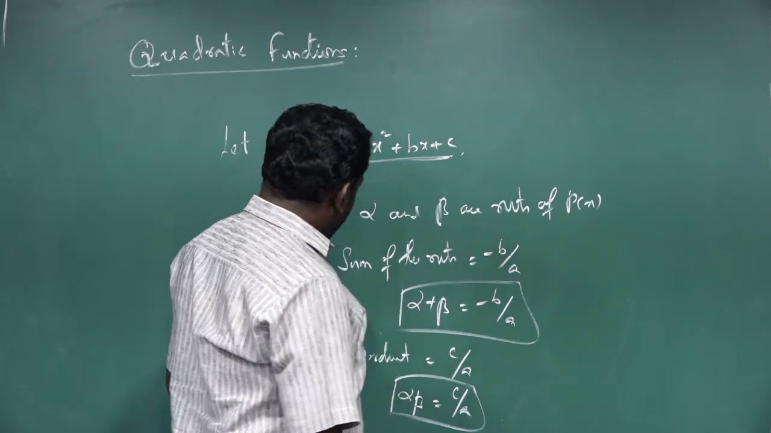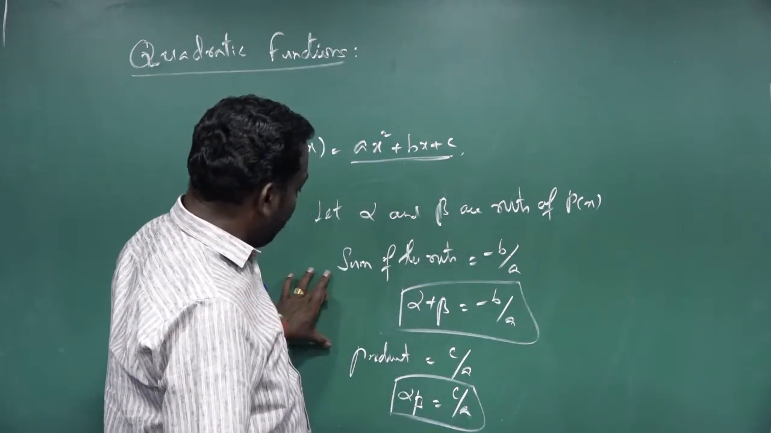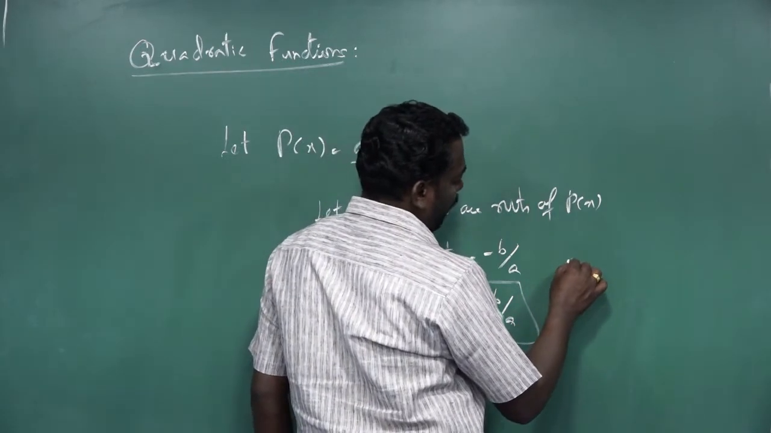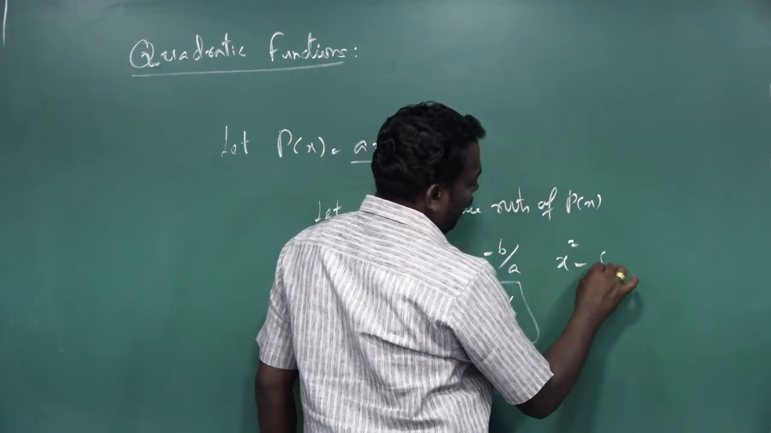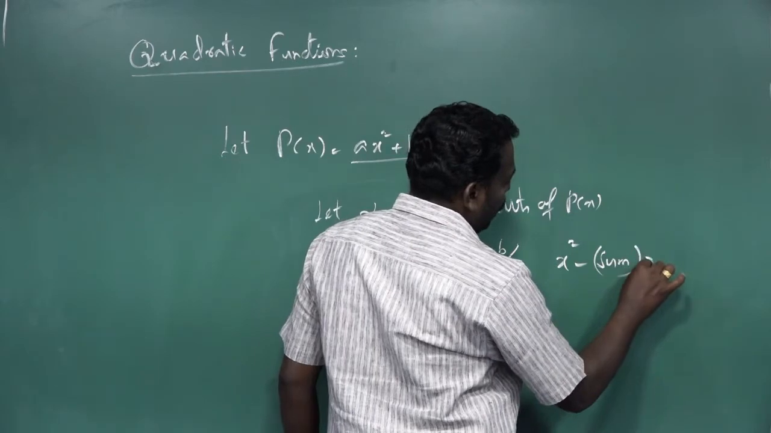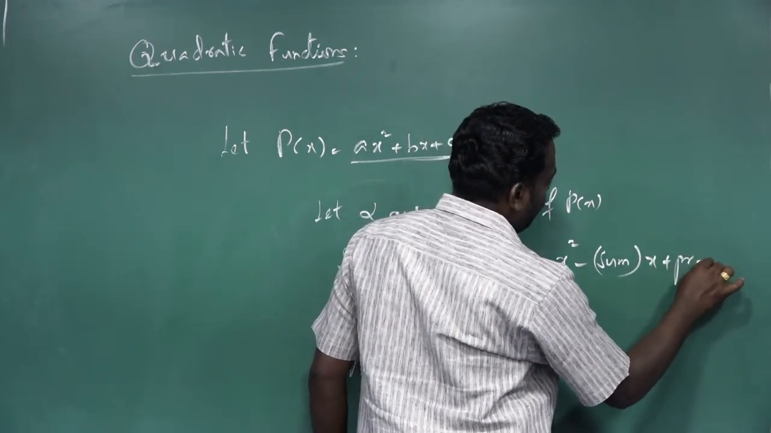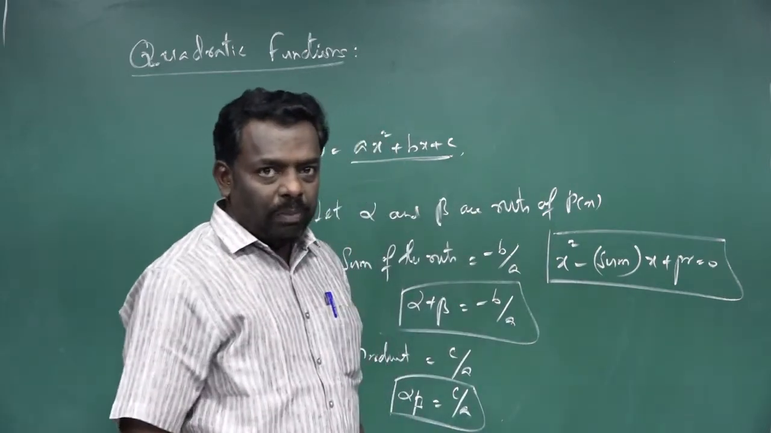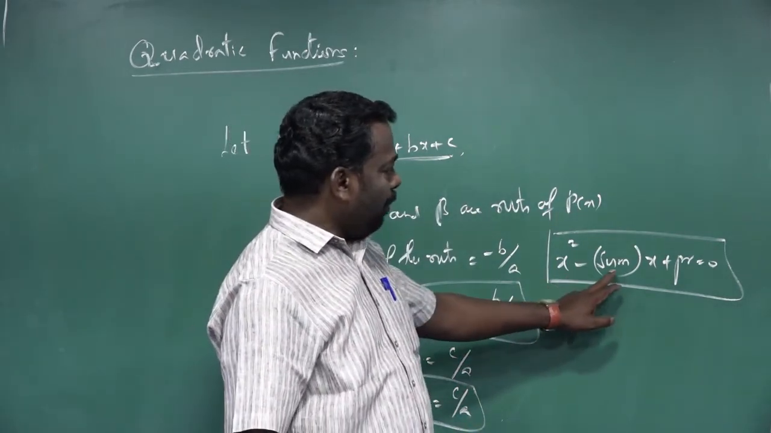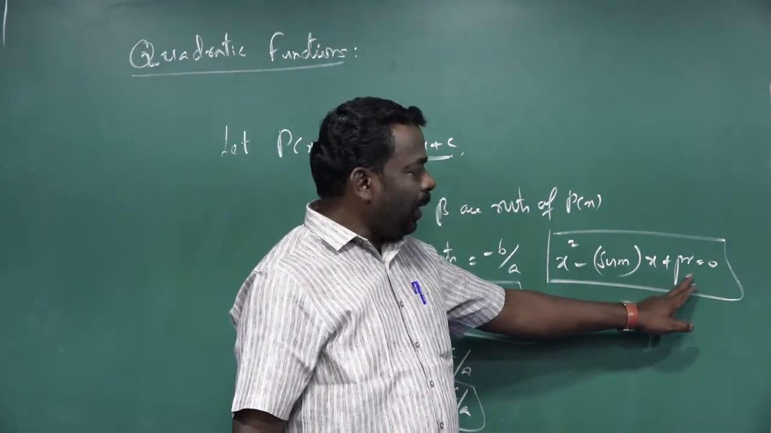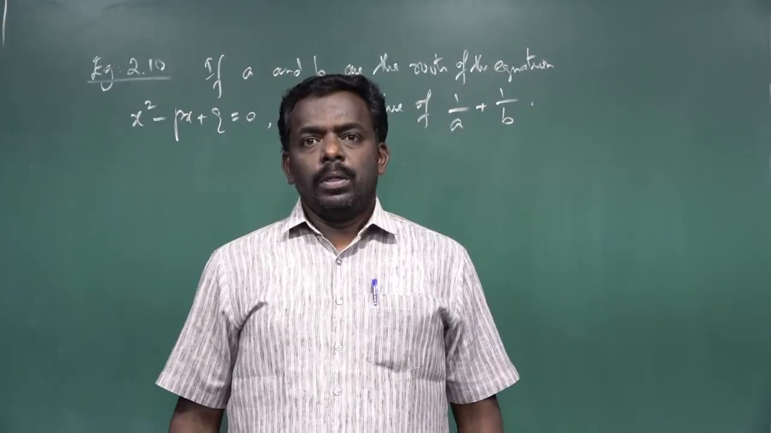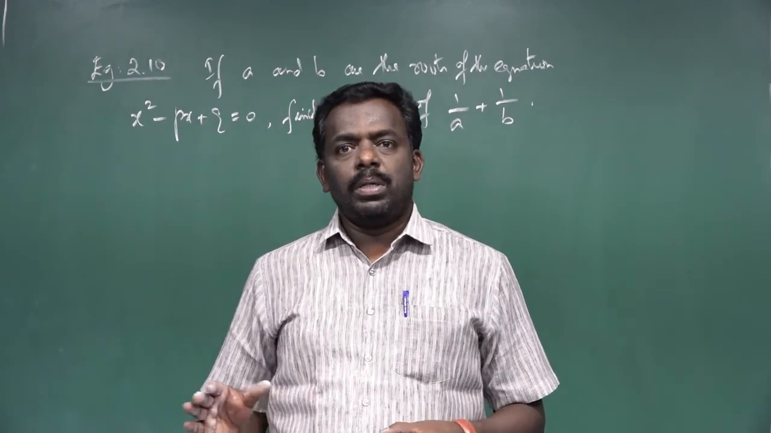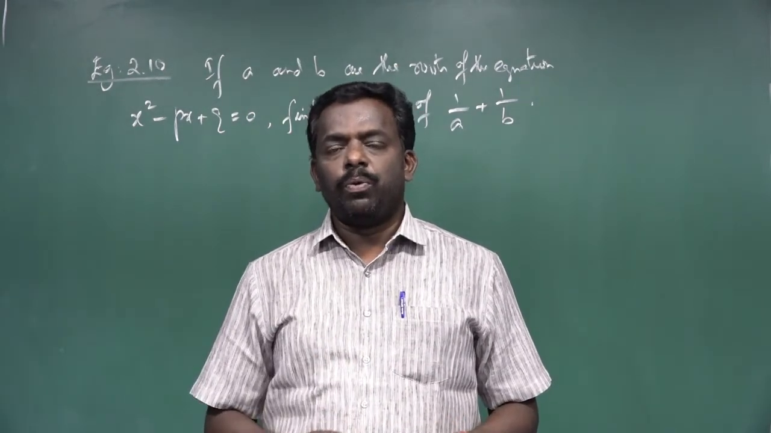If you know the sum and the product of the roots, you can form the quadratic equation by applying x square minus sum of the roots into x plus product of roots equal to 0. Using the quadratic equation, the quadratic function, let us discuss some of the problems in this exercise 2.4.